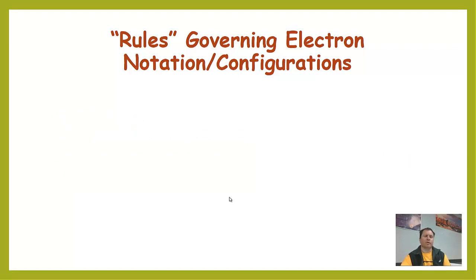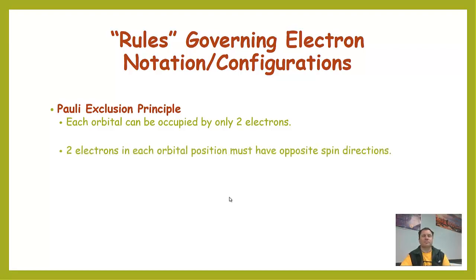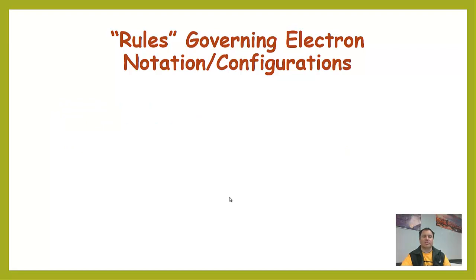The second rule is called the Pauli exclusion principle. The Pauli exclusion principle says that each orbital can only be occupied by 2 electrons. A student recently told me the way he remembers it is Pauli wants 2 crackers. The other thing is that those electrons must have opposite spins, meaning one spins clockwise and the other counterclockwise. For our level, that gets more detail than we need, but just understand that when there are 2 electrons in a single orbital position, they must spin in opposite directions.